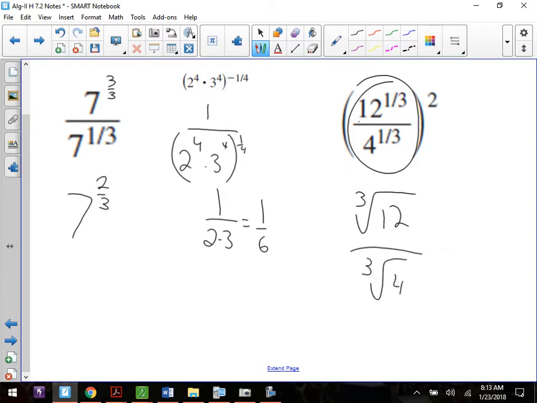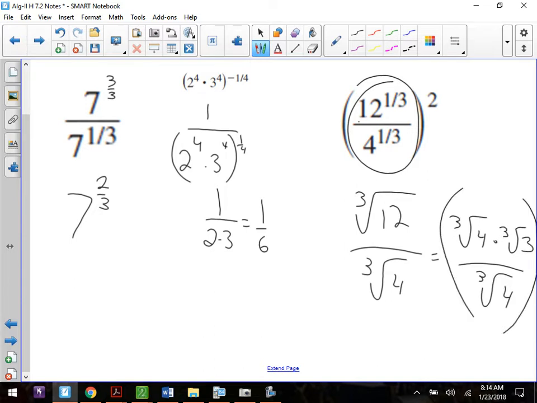Now, when you dealt with square roots, remember how you were able to break them apart, use multiplication, and put them back together? It works the same way with cube roots and the other nth roots. So this is the same thing as the cube root of 4 times the cube root of 3 divided by the cube root of 4. Now, obviously, this is all still squared, so what simplifies? The 4s. You see that?